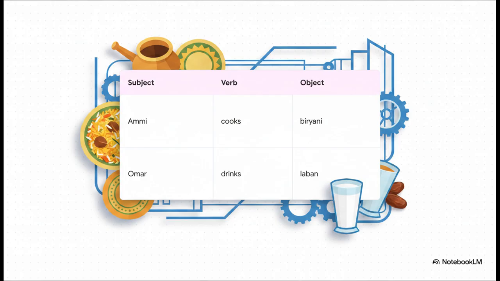In Pakistan, Ammi cooks biryani. Ammi is our blue subject, cooks is our red verb, and biryani is our green object. Switch over to Saudi Arabia, Omar drinks Laban. Omar is the subject, drinks is the verb, and Laban is the object. It organizes human thought perfectly, everywhere.